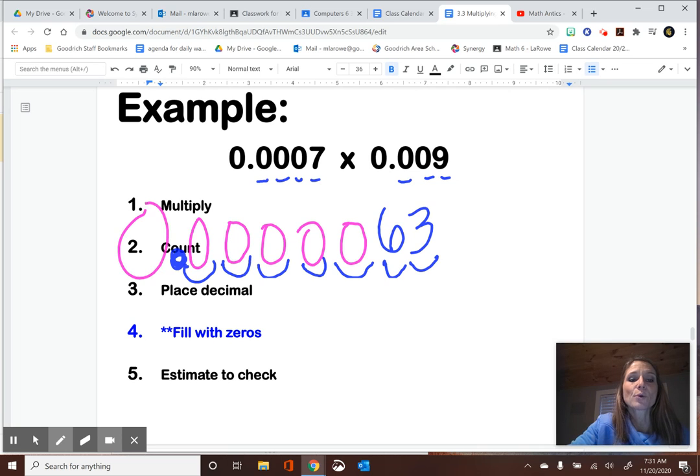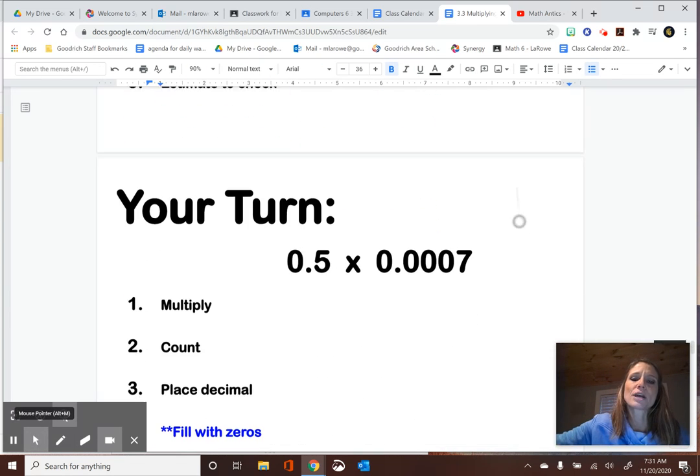You could put a zero in the ones place as well. This is very little value. It is so tiny. It would probably be microscopic in size if we put this into the real world. You try yours.